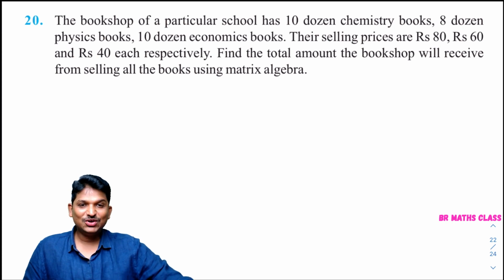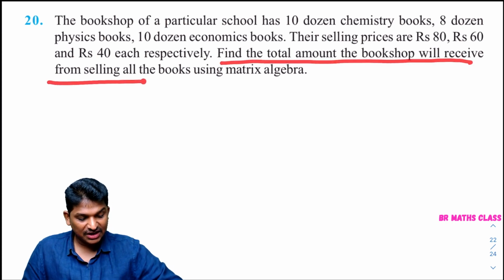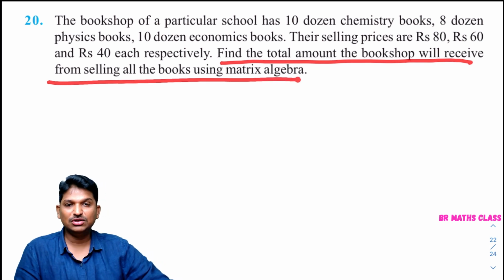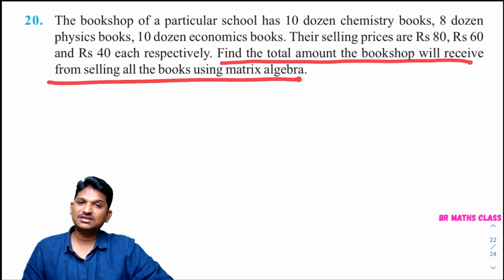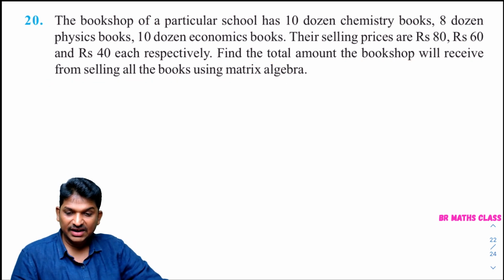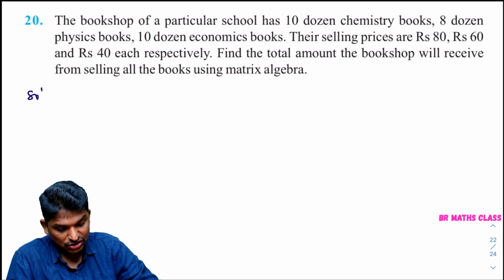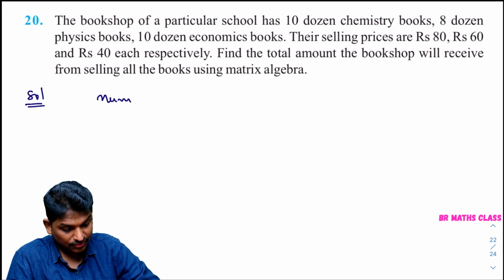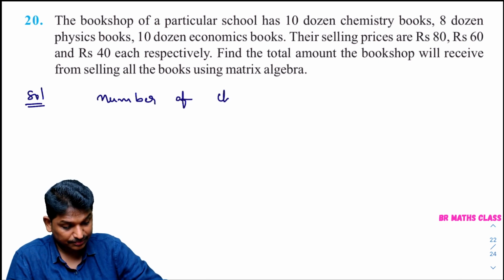Okay, find the total amount the bookshop will receive from selling all the books using matrix algebra. Matrix algebra means what? Matrix multiplication or addition of matrices or subtraction of matrices, whatever it is. So basic idea is what here? Number of chemistry books. I'll write here solution. Number of chemistry books.